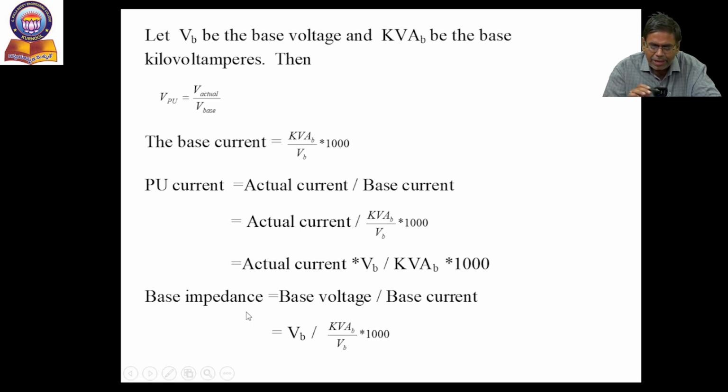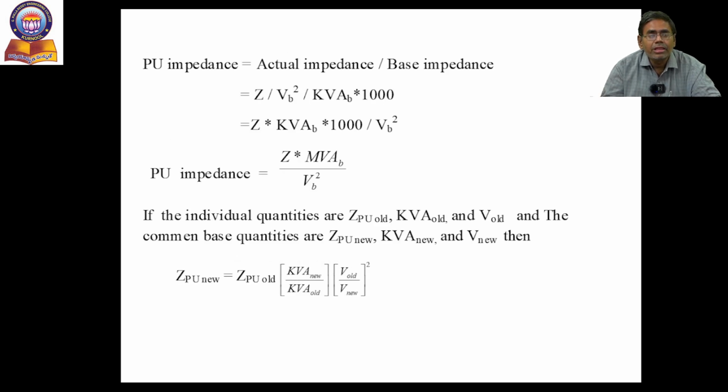Finally, base impedance is equal to base voltage divided by base current, VB divided by kVAB into 1000. Finally, the per unit impedance is, by the definition, the actual value of impedance divided by the base impedance. Then finally, you get per unit impedance equal to Z into MVA divided by VB whole square. This is a very important relation.